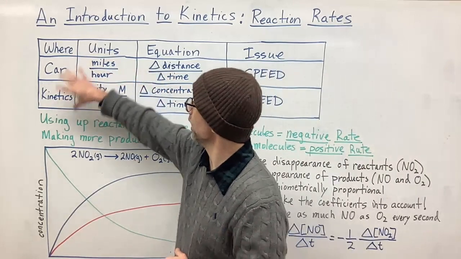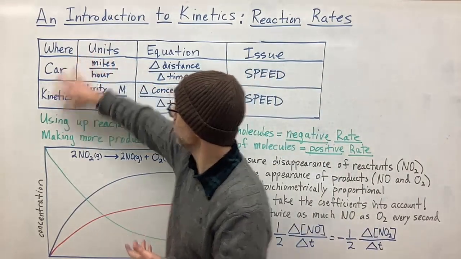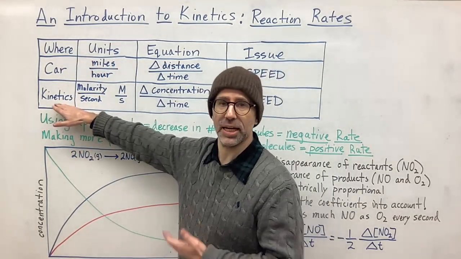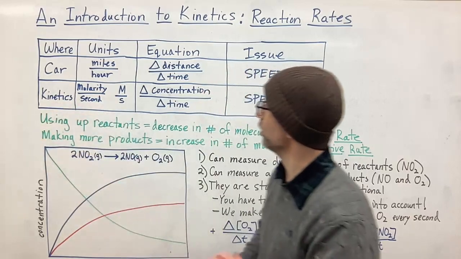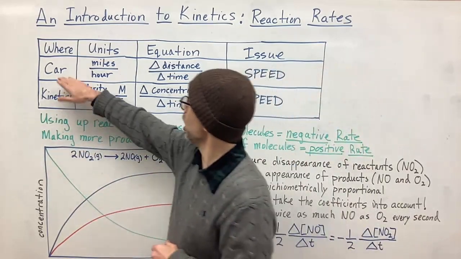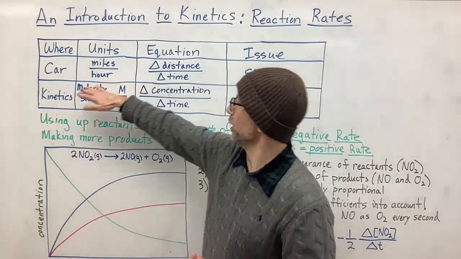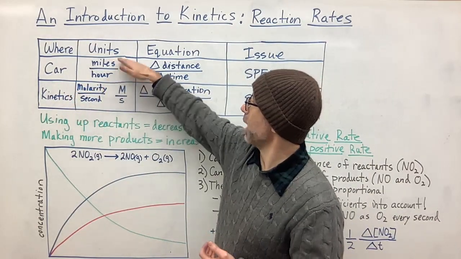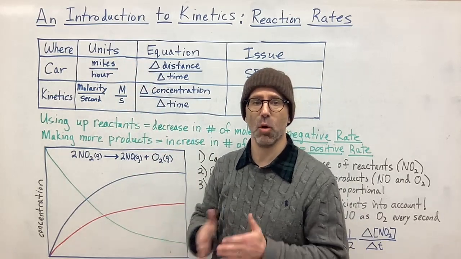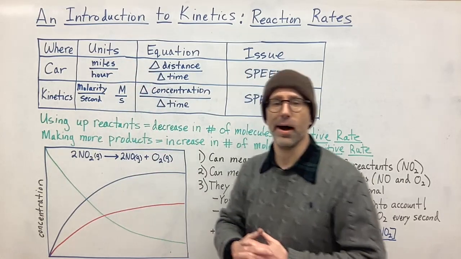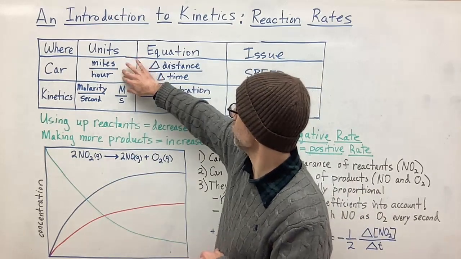What are we looking at? We can either look at what's happening with a car, or we can look at what's happening in a reaction involving reactants and products. So here, when we're looking at a car, we're looking at how fast the car is going, right? And here the units are miles per hour. So if we're measuring the rate at which the car is moving over a certain amount of distance in a certain amount of time, we're looking at miles per hour.